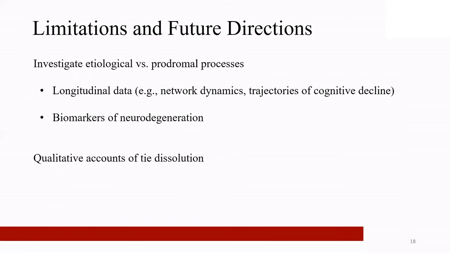Finally, we are currently working on a qualitative account of tie dissolution. These are the specific reasons that participants have been giving for why they've dropped ties in follow-up waves of the data. This will help us see some of the reasons and parse out further the social rejection versus withdrawal hypothesis and see if there's any evidence of those.